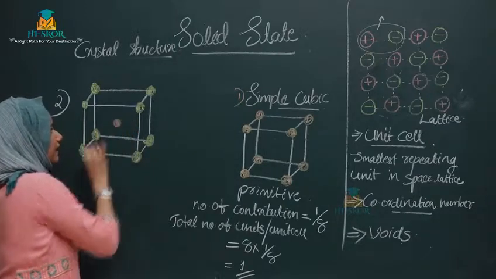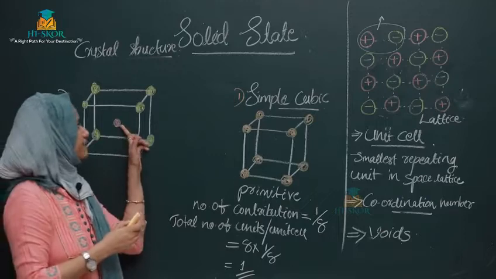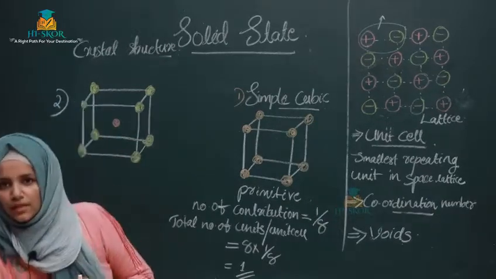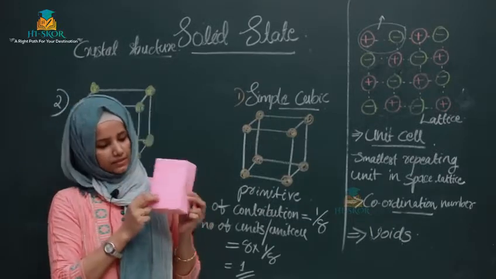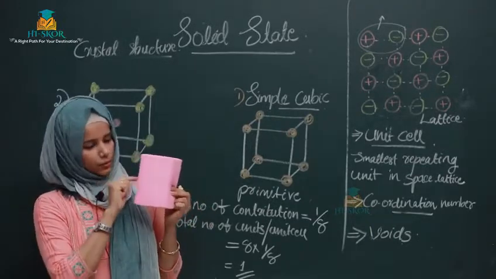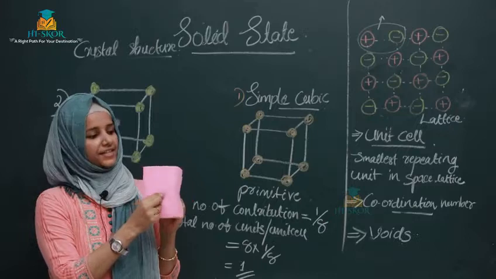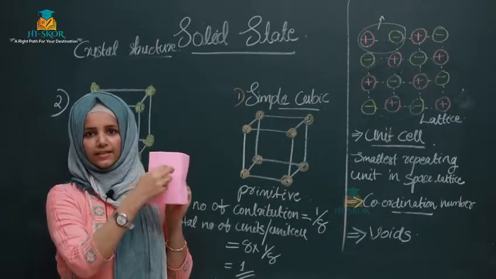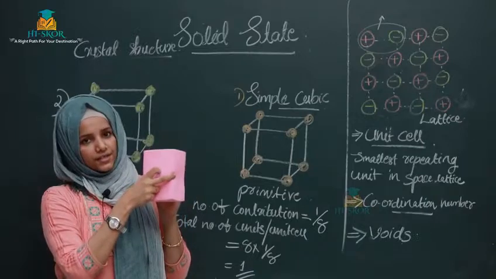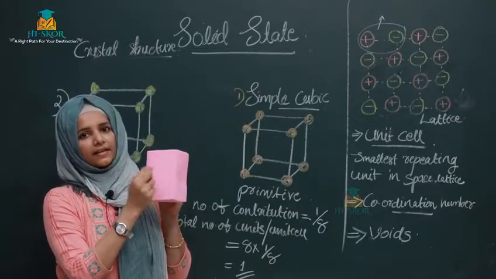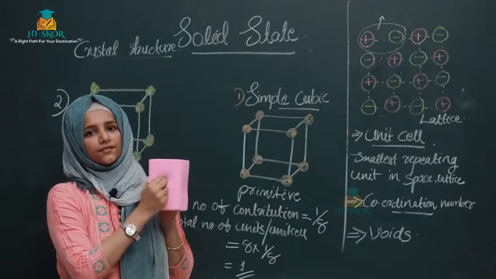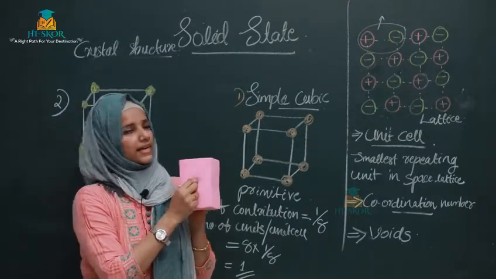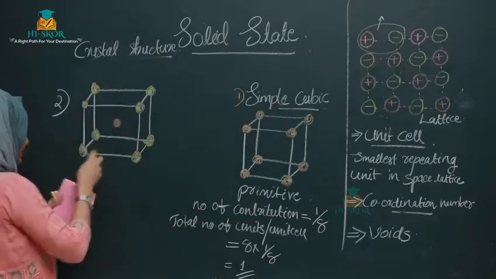So you consider a particle is present at the center of the cube. Okay, center of the cube. So suppose if this is the cube, where is the particle? Center, inside the cube. In addition to what? In addition to the corners. Corners are needed for it to be a cube. In addition to the corner, we have a particle at the center of the cube or inside the cube. So we can say that body centered cubic.